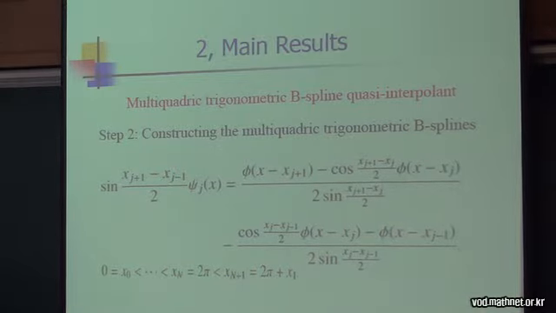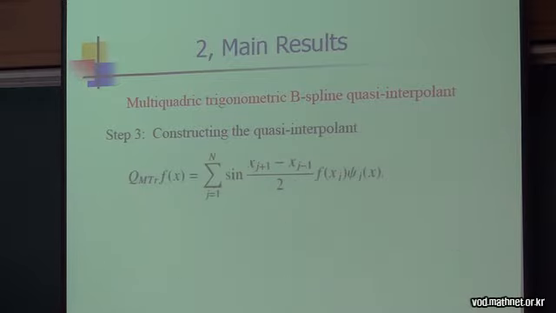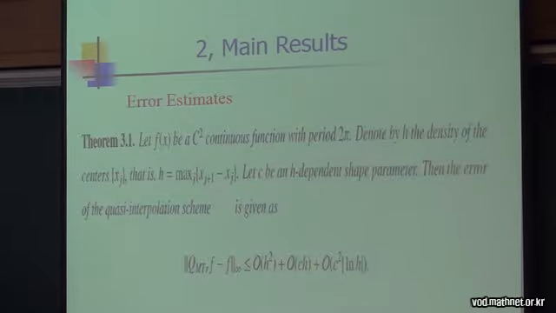Here, the nodes xj are pi periodic. Finally, with these trigonometric B-splines, we can construct our quasi-interpolant in this form. Now, let's give the error estimates of the quasi-interpolant. This is the error estimate.